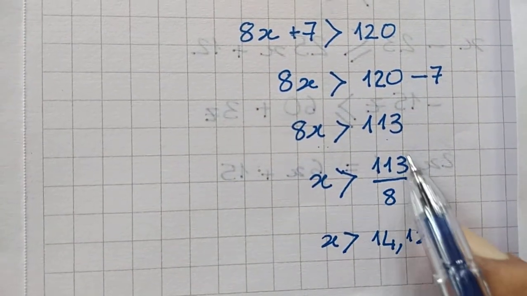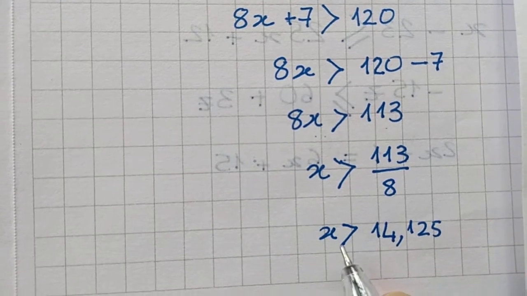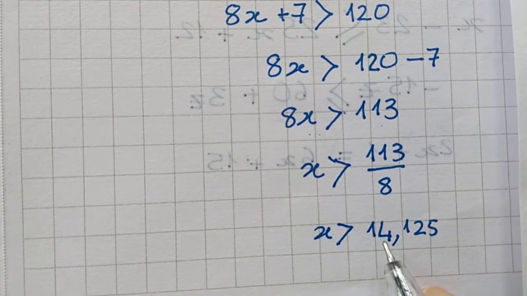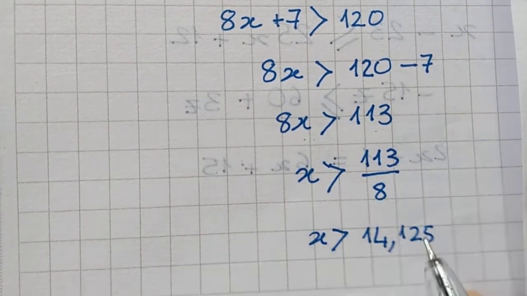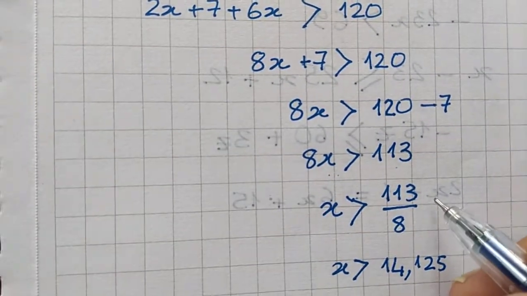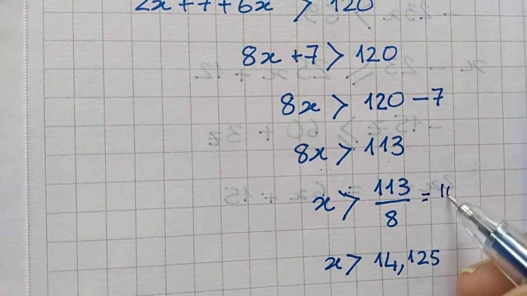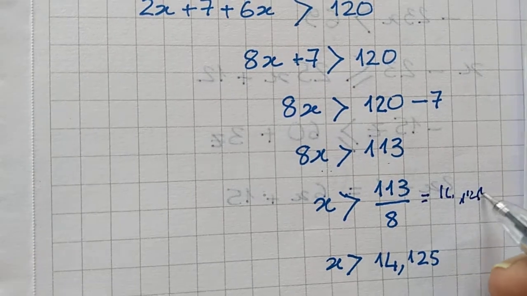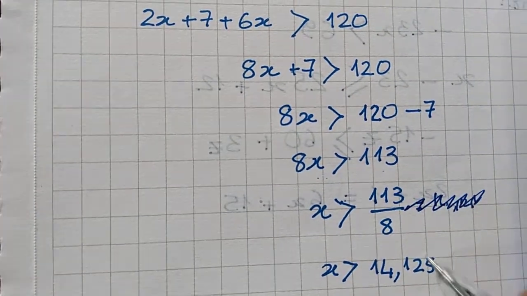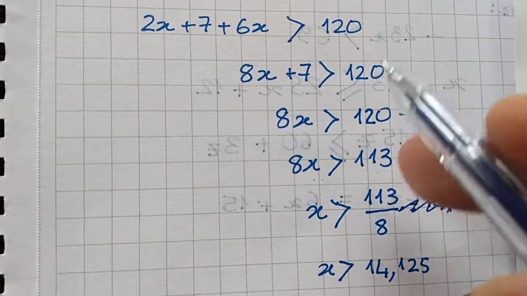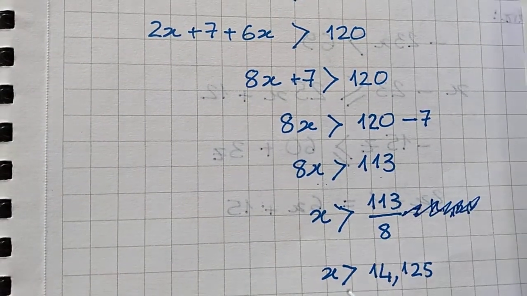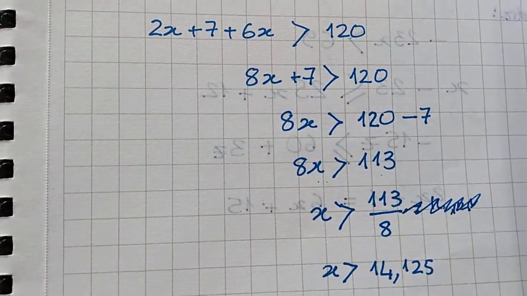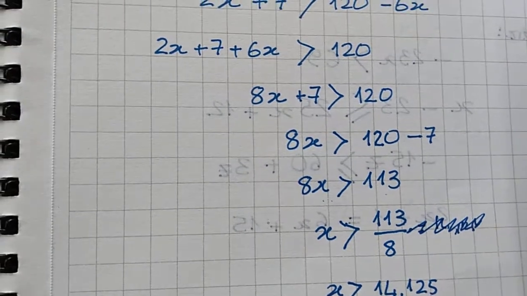Now if I put this into my calculator, I get x est supérieur à 14,125. Now don't take a shortcut and write here 14.125. That is not the way to do it. You have to write it in a separate line. Don't mix the equal sign and greater than or smaller than signs in the same line.